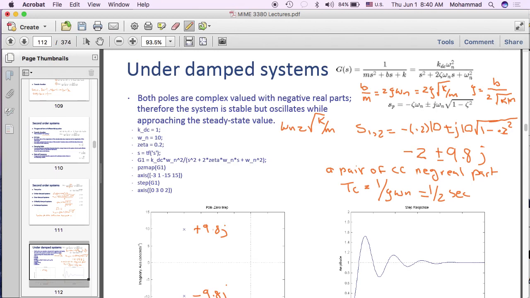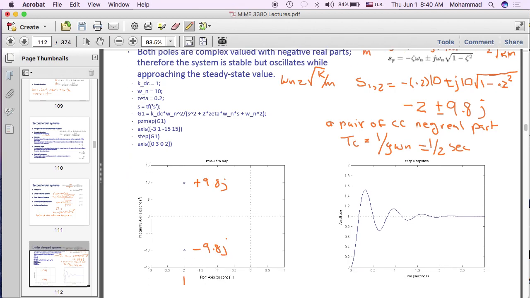Now, I'm going to show you in MATLAB how to create these two plots. One of them is called the pole zero map. So this is the pole zero map. If you look closely here, this is the title of the plot. It shows you on a single plot the location of poles of the system in addition to the location of zeros.